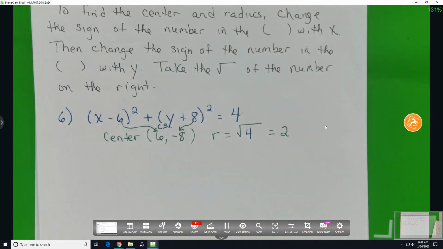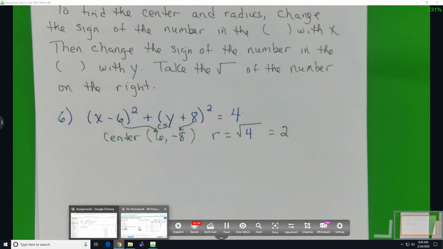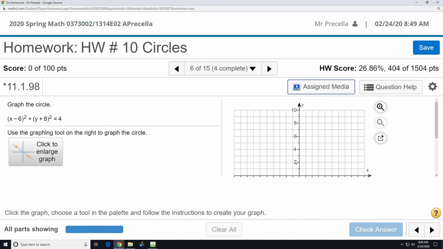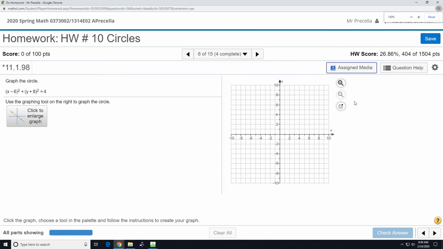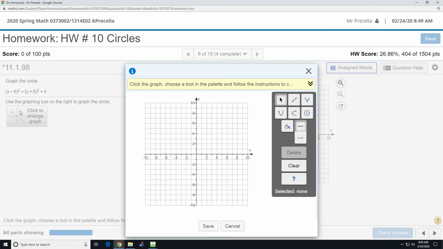If you were graphing it by hand with an old-fashioned compass and graph paper, you'd put the sharp point at 6, negative 8. Then you'd move over 2 spots, put your pencil, and spin it around. Well, we're not using an old-fashioned compass. We are instead... Let me make it small enough so that I click to enlarge. Okay, click circle.